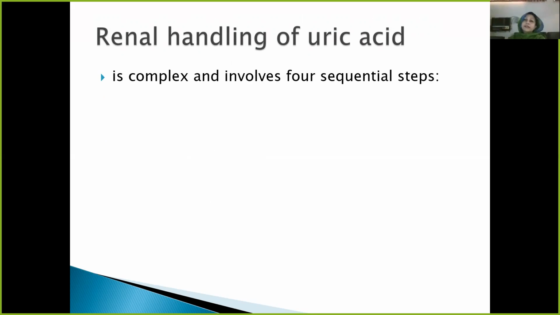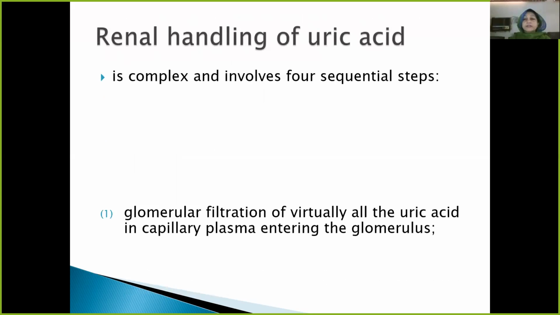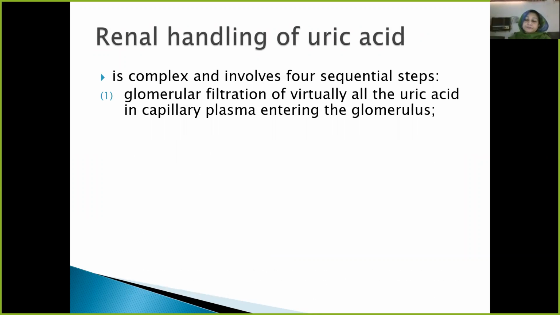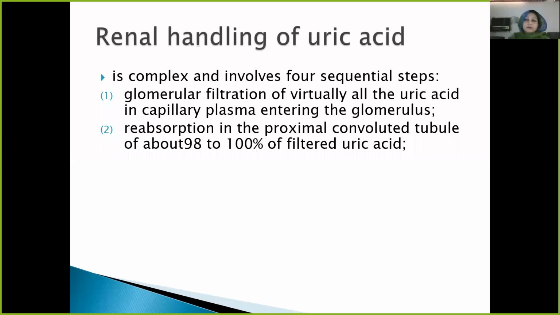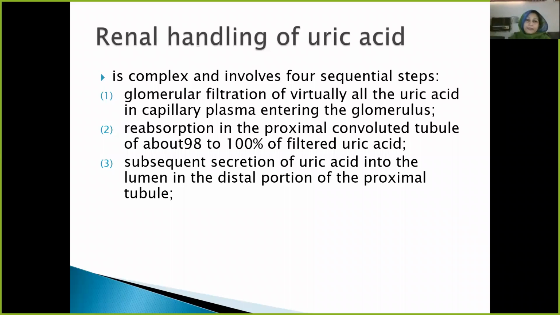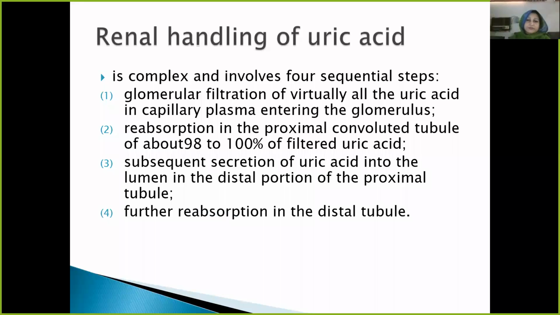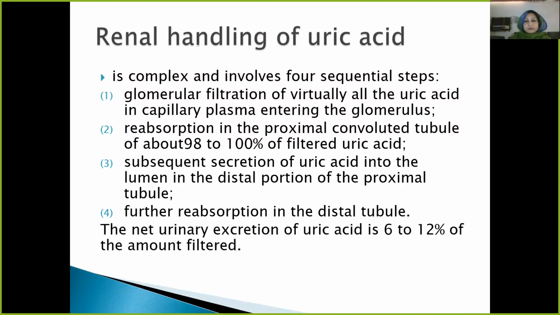Now, renal handling of uric acid. It is important to understand the renal handling of uric acid. It is very complex and involves 4 steps. Uric acid is freely filtered at the glomerulus. At the level of the proximal tubule, about 98 to 100% is reabsorbed. This is again re-excreted from the distal portion of the proximal tubule, and in the distal tubule there is further reabsorption. So the net urinary excretion of uric acid is about 6 to 12% of the amount filtered.